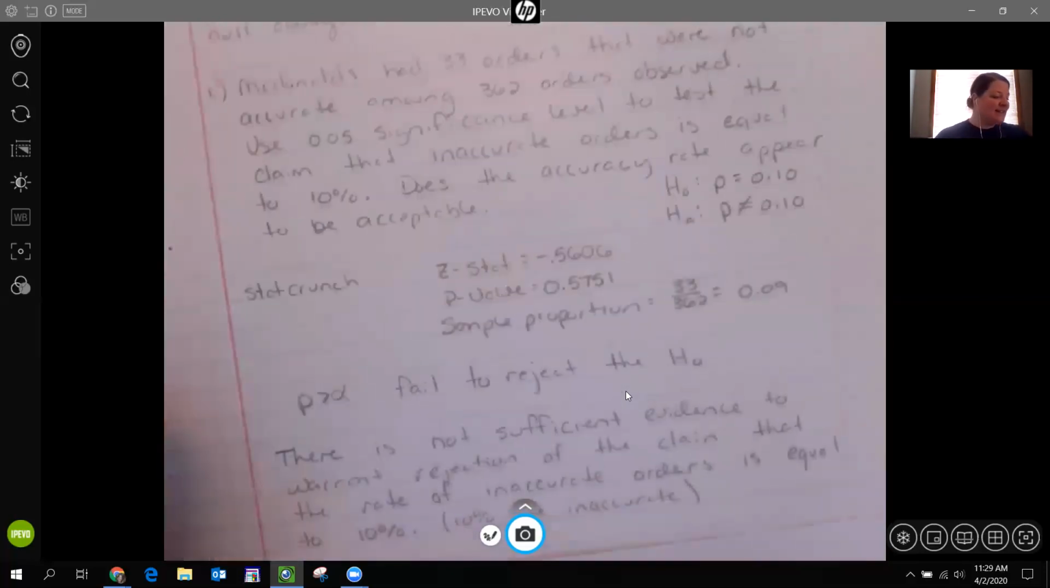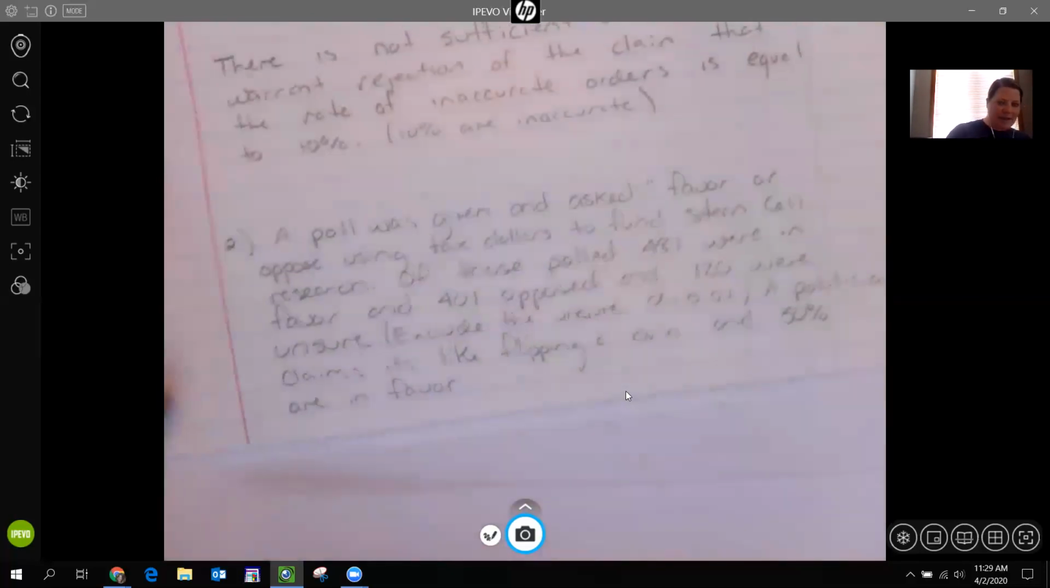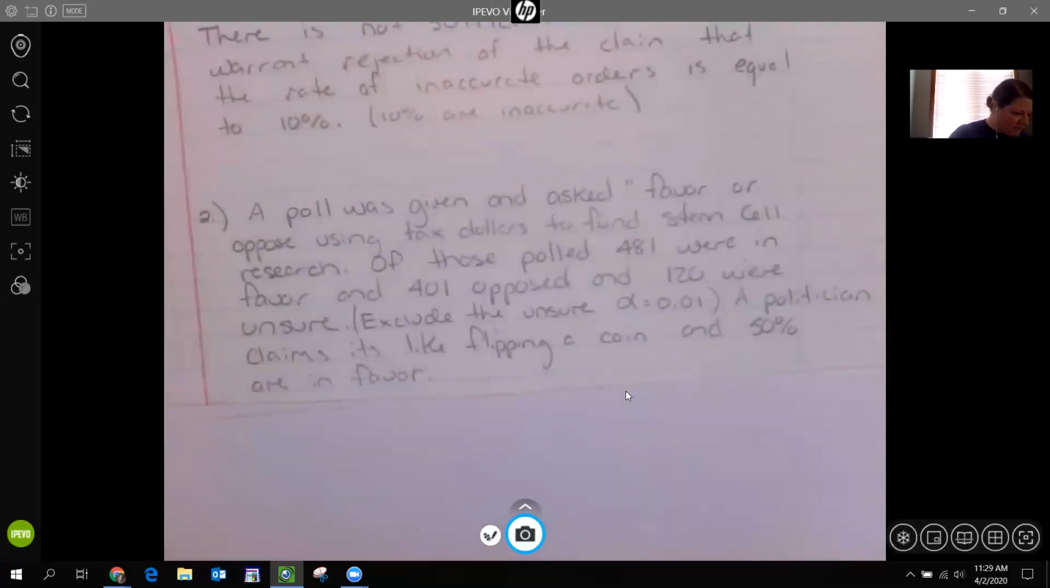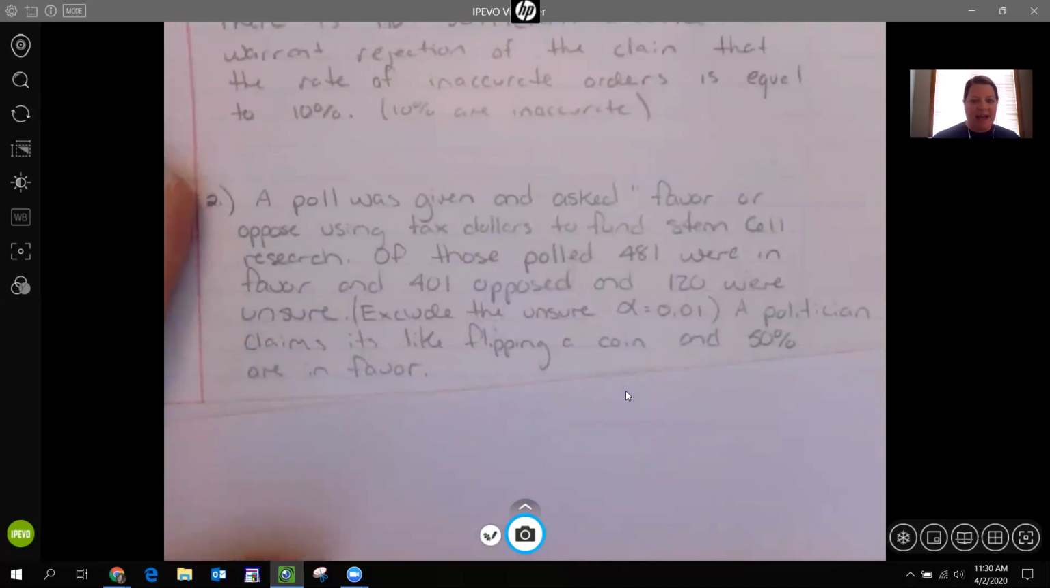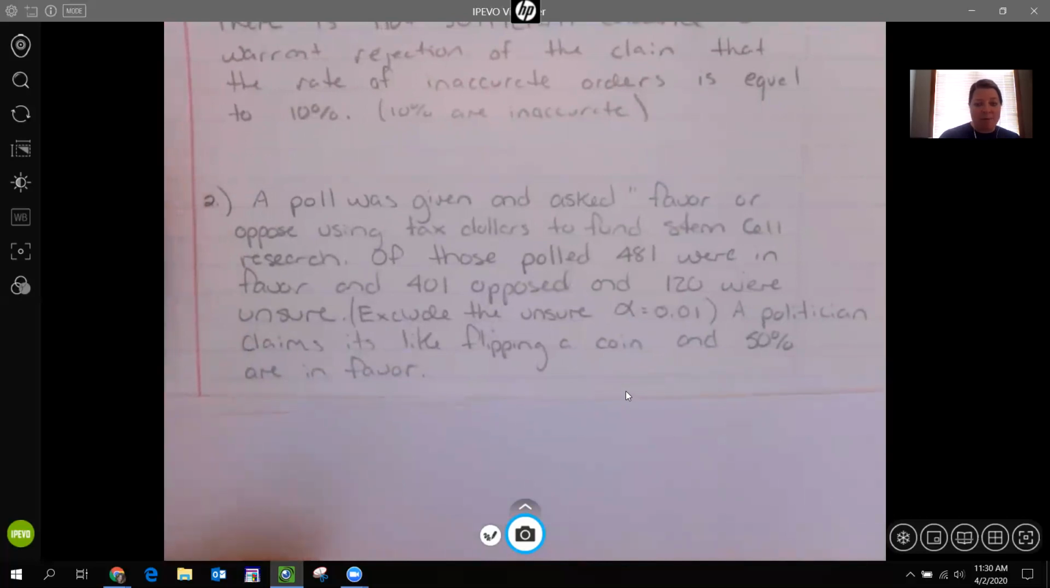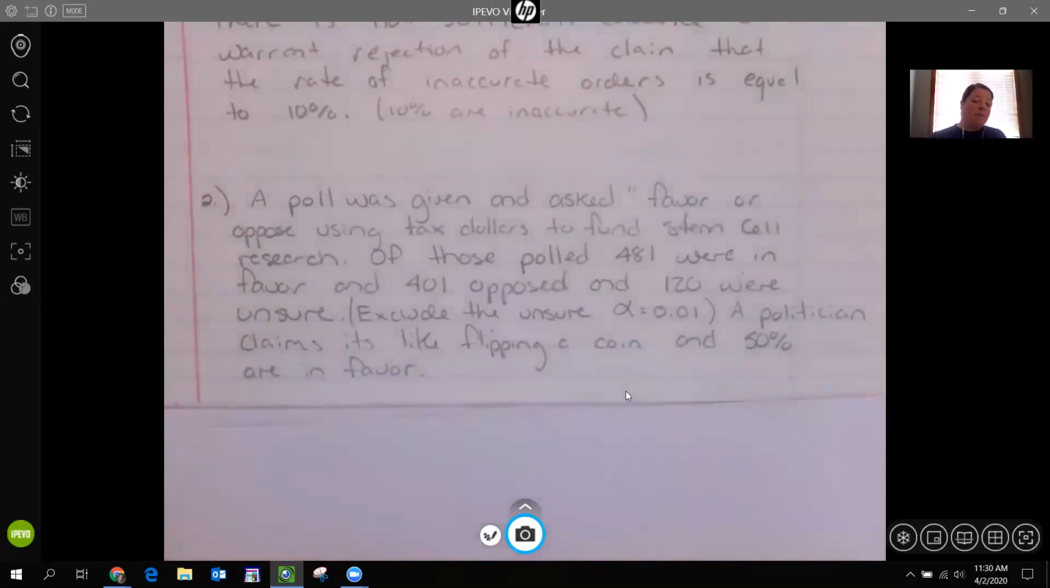Okay, so my next example, or my last example, I'm only going to do two. There was this poll given, and it was asked if you were in favor or opposed to using tax dollars to fund stem cell research. Big controversy, right? Of those polled, 481 were in favor and 401 were opposed, and 120 were unsure. What we're going to do is exclude these unsure, okay? And we're going to have a significance level of 0.01.